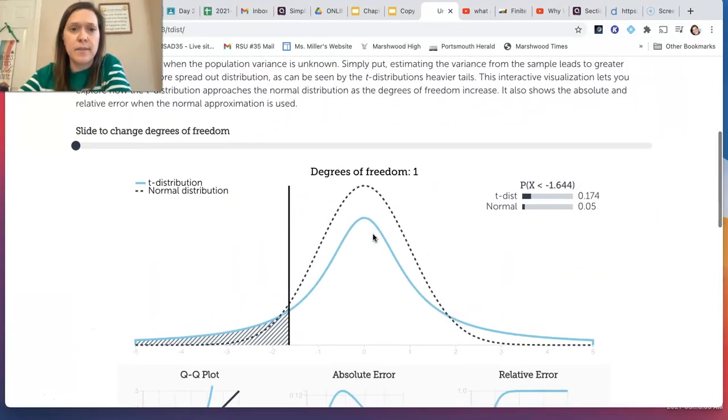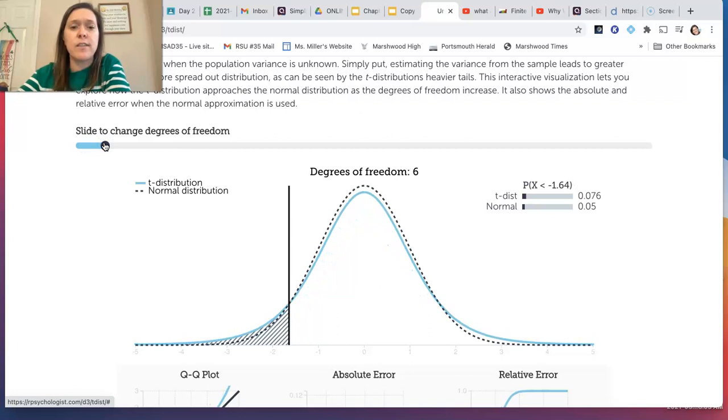Where is the slider? Here it is. So here's my degrees of freedom at 1. If I move it to degrees of freedom of 6, we're getting closer and closer. So the blue is the t distribution. Notice over here your probabilities. So here would be your p-value under the t distribution. Here would be the p-value at the normal model. If I keep going, I keep getting closer and closer to my p-values being the same.